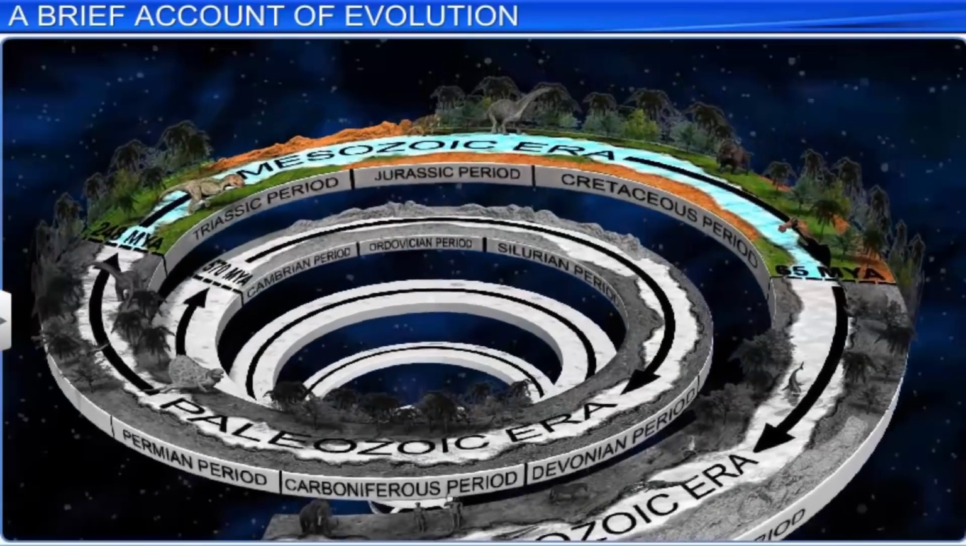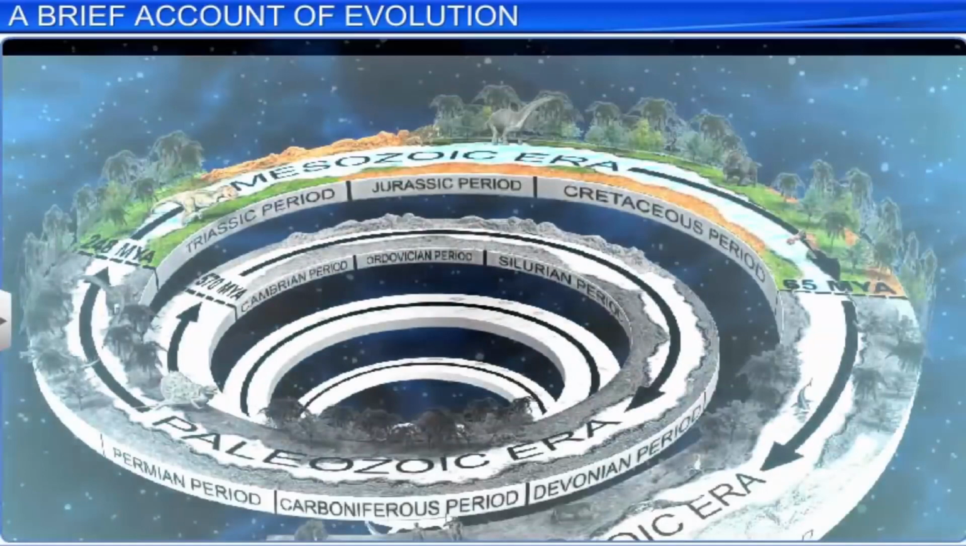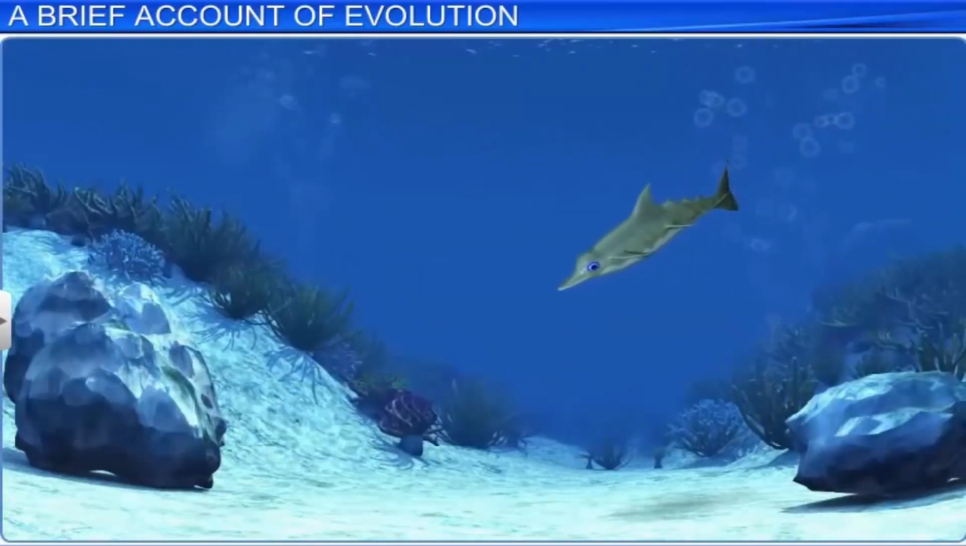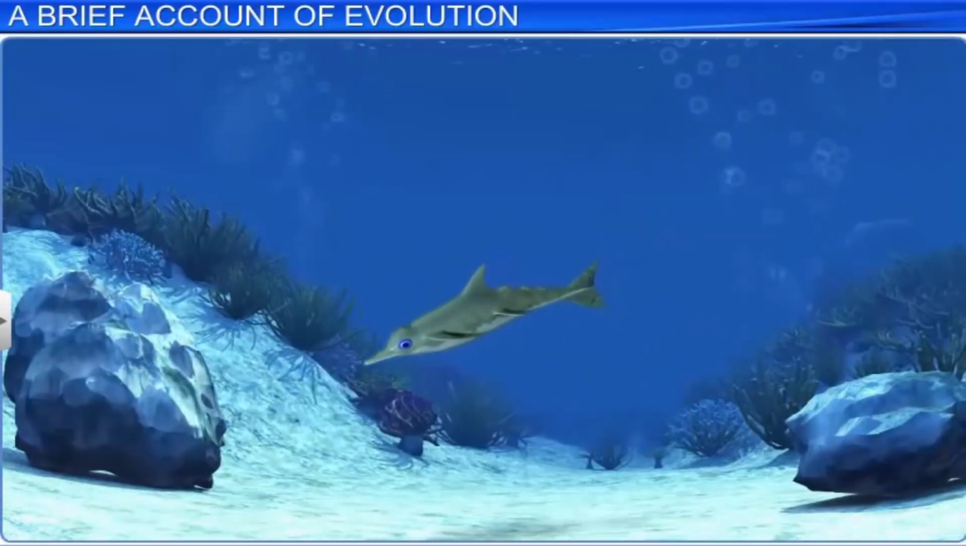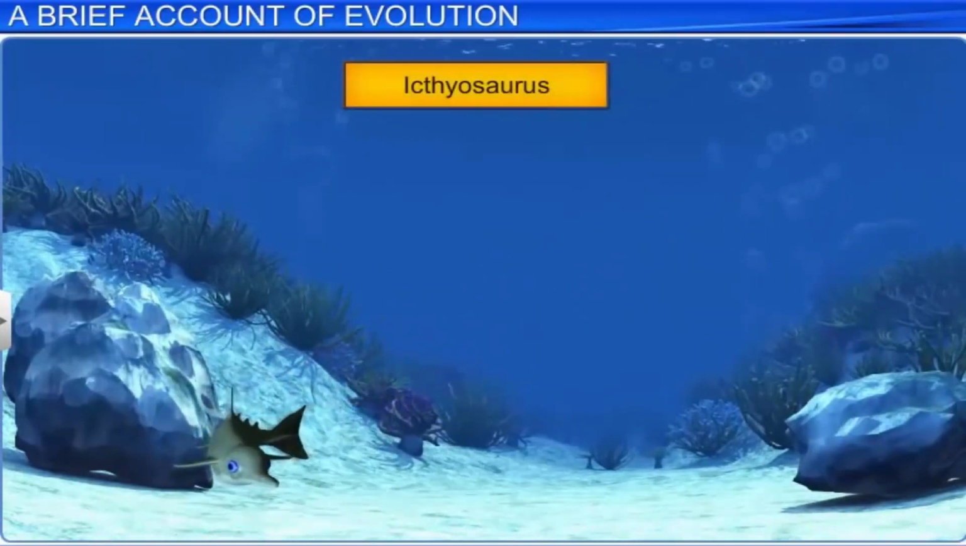Let us now take a look at the Mesozoic era, which extends from 245 or 248 million years ago to 65 million years ago. This era includes the Triassic, Jurassic, and Cretaceous periods. In the Mesozoic era, around 200 million years ago, some land reptiles went into the water and evolved as fish-like reptiles. For example, Ichthyosaurus.